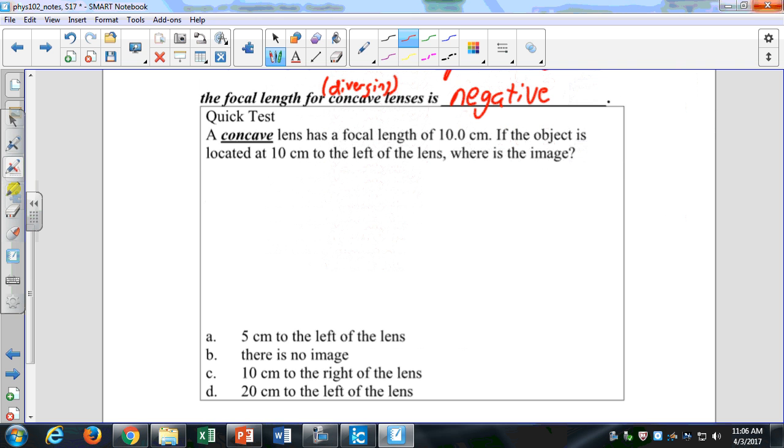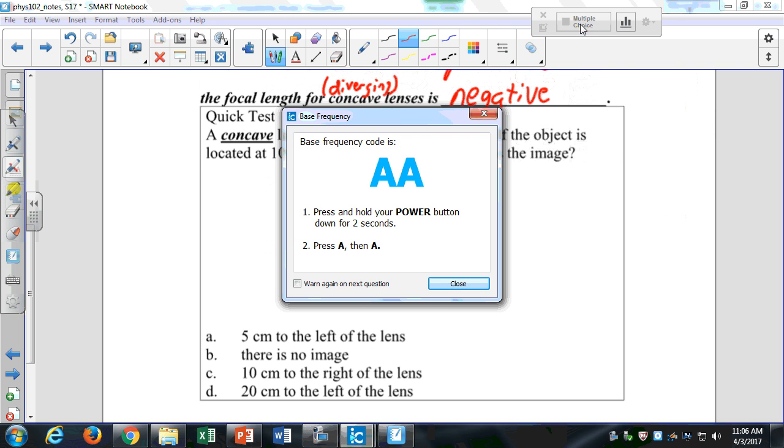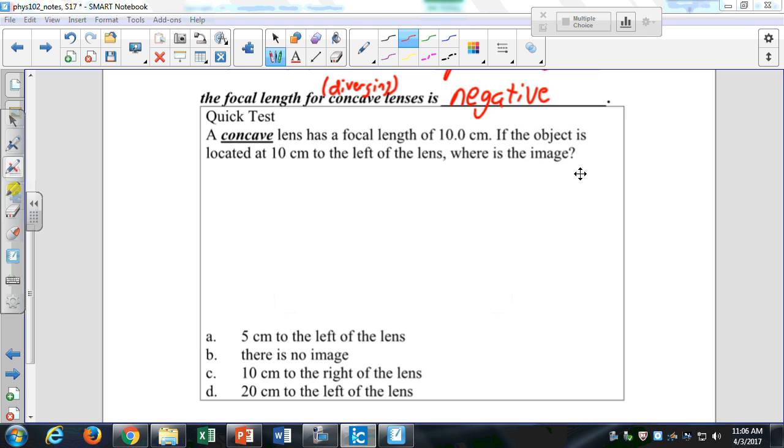This is just you using the lens equation. Here I tell you what type of lens it is. I tell you the magnitude of the focal length. You need to determine is it positive or negative. I give you the object distance, and I just want to know what is the image distance. And is it to the left or right of the lens?